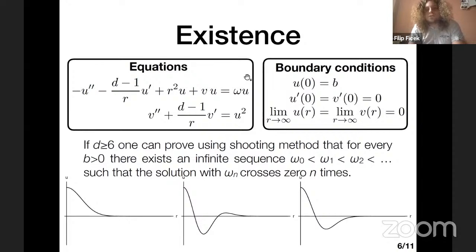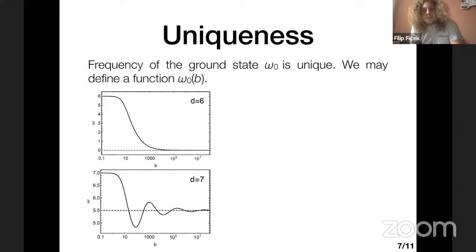And in this solution, u crosses the 0 exactly n times. So we have just the ladder of excited states, and in the beginning of it, it's omega 0. It is the frequency of the ground state. For every B, we can give such values. And we can show even more: if we are talking about the ground state, for every B, there is one and only one omega 0 giving us this ground state, so giving us a positive solution.